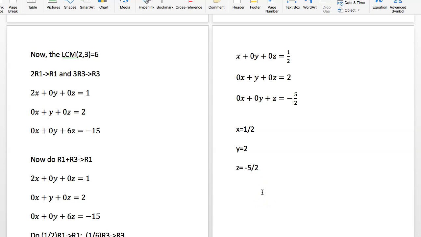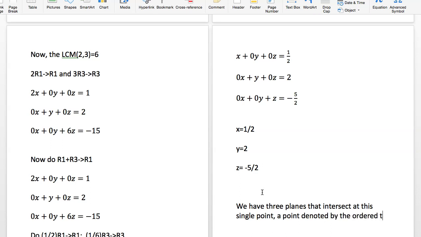What's going on here is we have what I was trying to get the graph of and couldn't get. We have 3 planes that intersect at this single point, a point denoted by the ordered triple 1/2, comma 2, comma negative 5 halves.